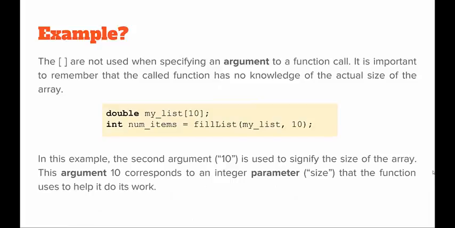The brackets are not used when specifying an argument to a function call. It is important to remember that the called function has no knowledge of the actual size of the array. Remember, it's just being given a memory address. In this example that you see before you, the second argument, the 10, is used to signify the size of the array.